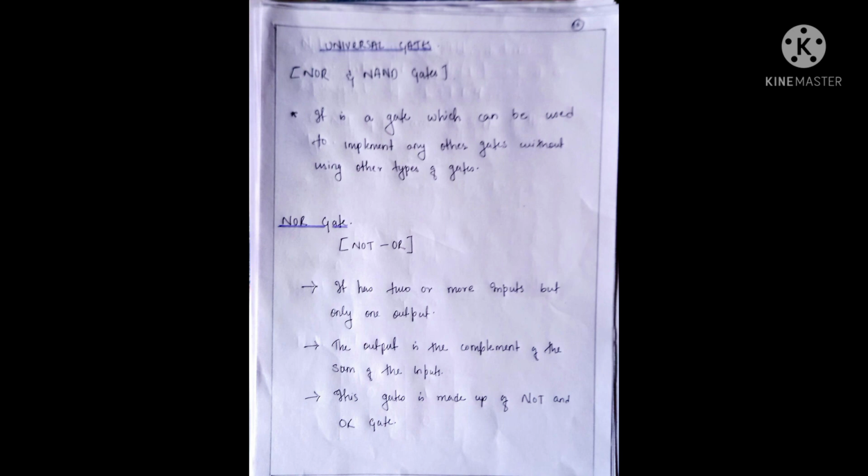Number 1, NOR gate. NOR is a combination of NOT and OR gate. It has two or more inputs but only one output. The output is the complement of the sum of the inputs. And from the truth table, we can write that if the input is high, then the output will be low. But if both of the inputs are low, then the output will be high.